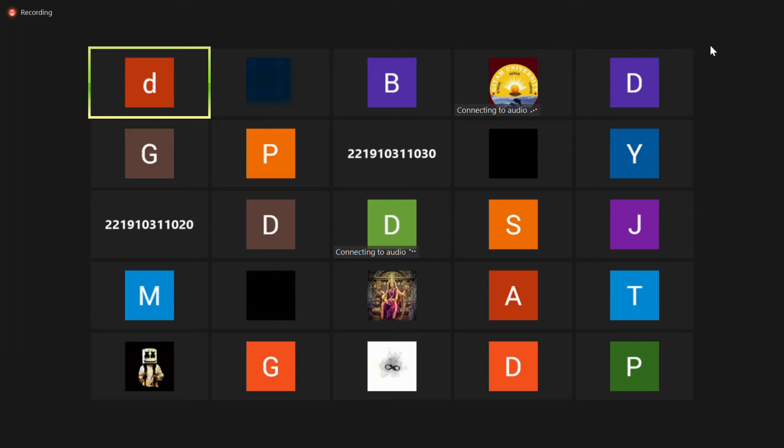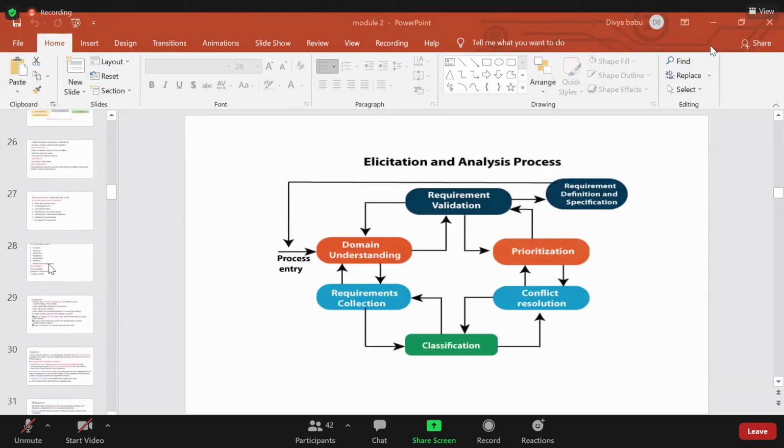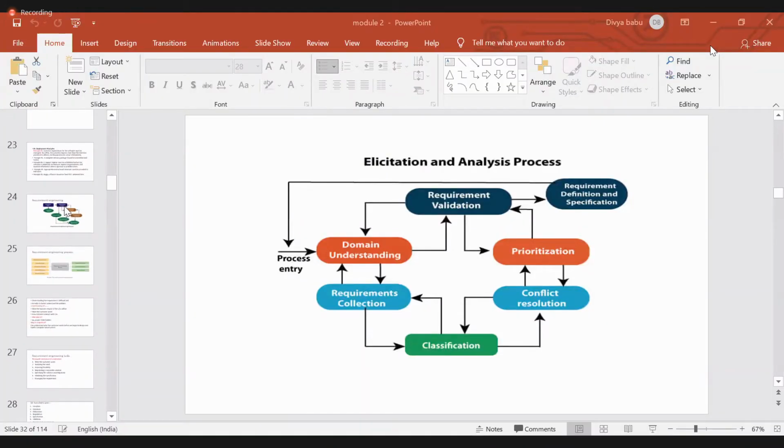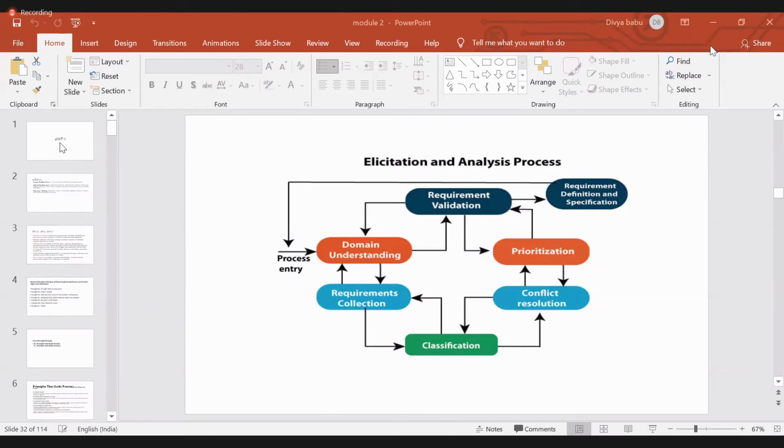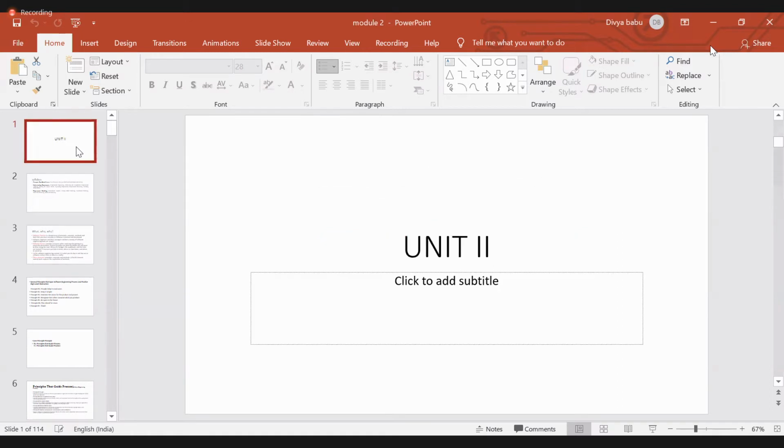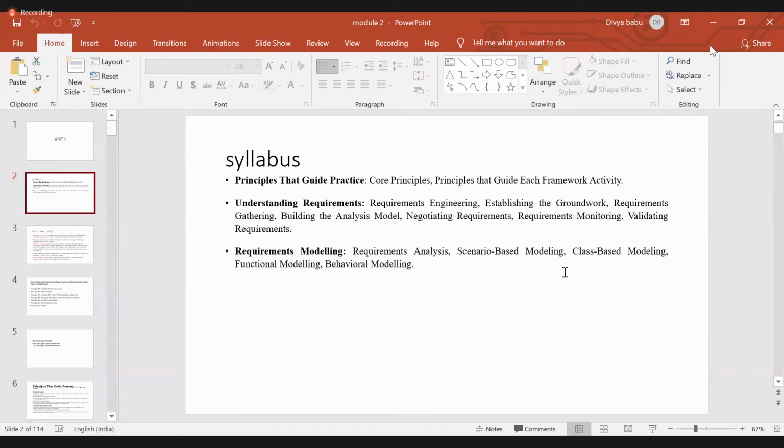In the last class, what did we discuss? We started the second unit, right? For your section, I think I started. Please reply. We started the second unit, right? Anybody there? Yes, ma'am. We already started the second unit, right?